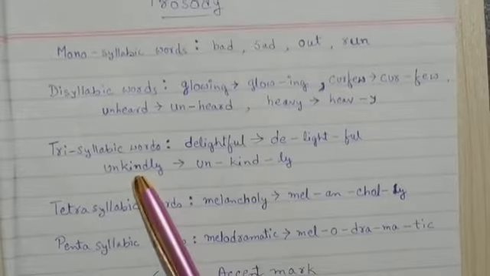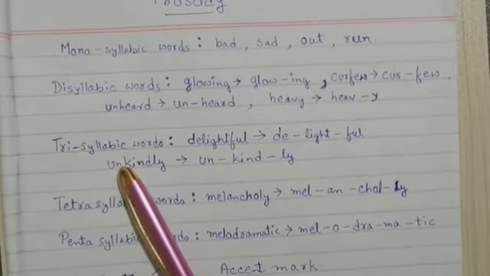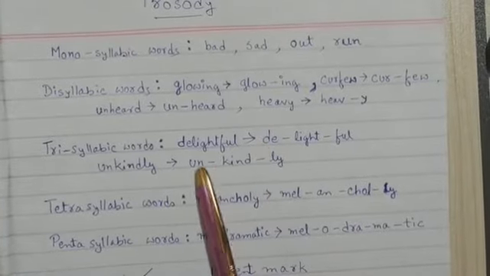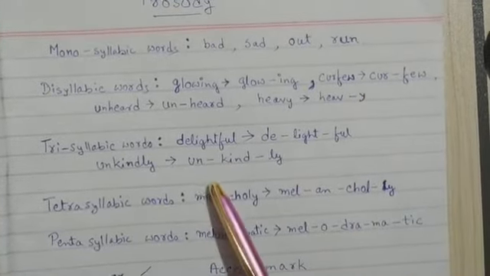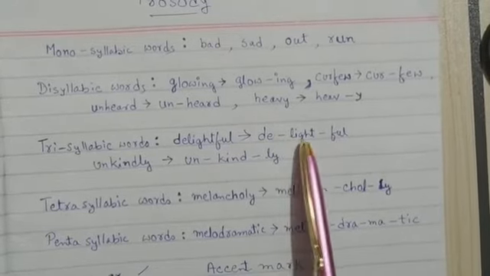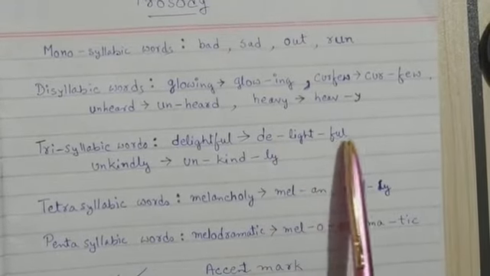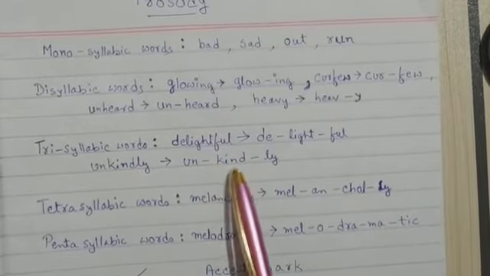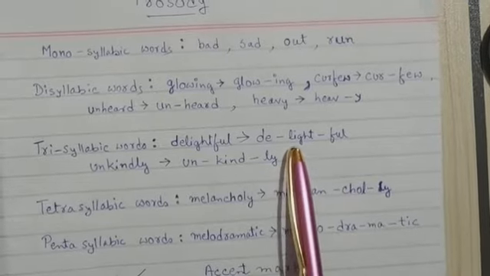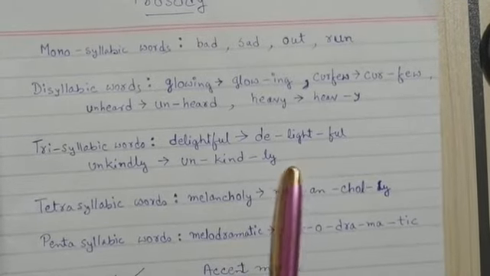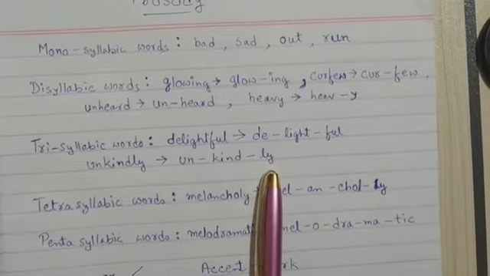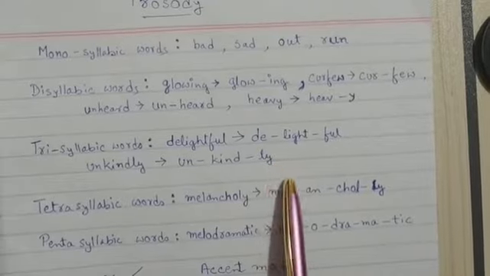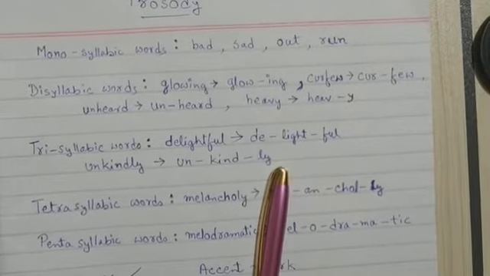Similarly, we have trisyllabic words. In trisyllabic words, what do we have? We have delightful. Delightful is broken into de-light-ful. Similarly, unkindly, un-kind-ly. I have told you that y is a semi-vowel, and it makes vowel sounds, that's why it is treated as a vowel in case of prosody.